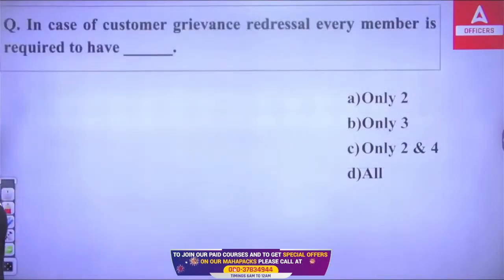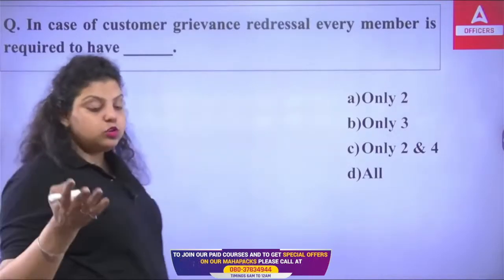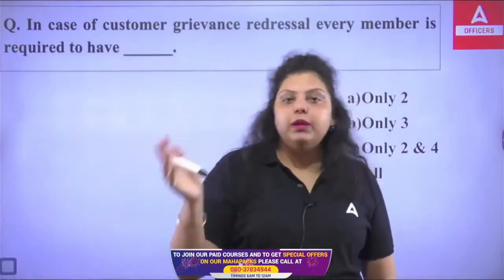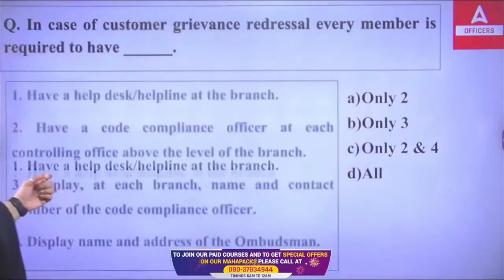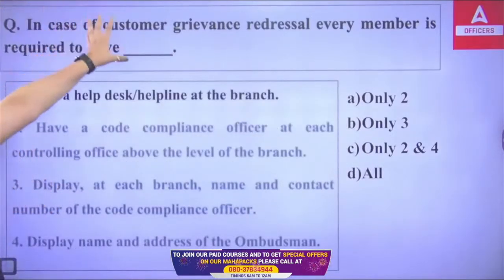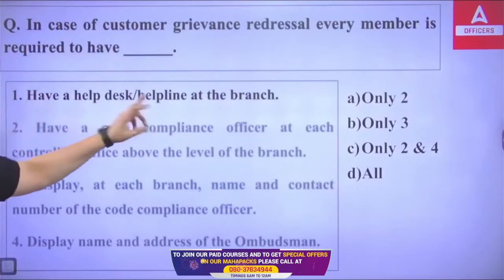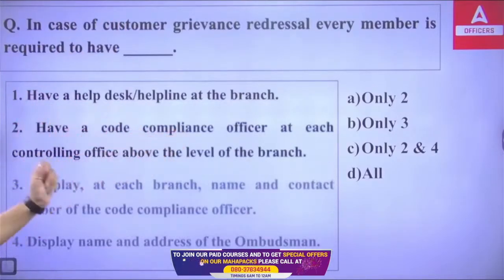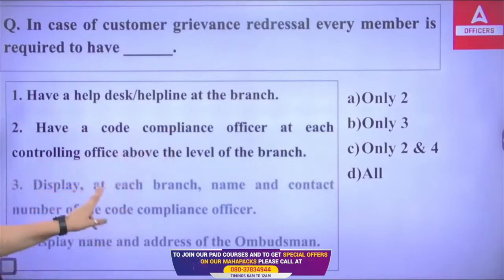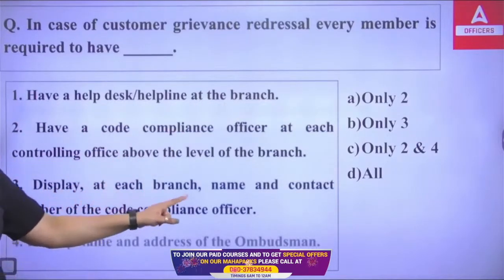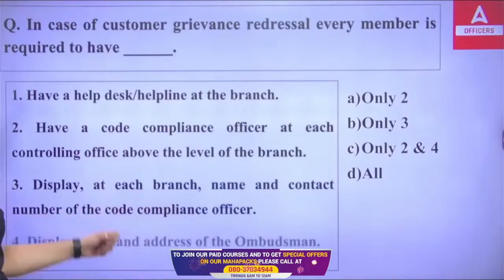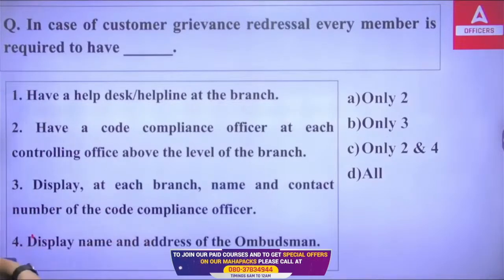Next question we are talking about. In case of customer grievance redressal, every member is required to have dash. So a customer grievance redressal portal should be there in each and every service you are providing, not only in banking services, also in other services. So first, in case of customer grievance redressal policy, every member is required to have what? To have a help desk helpline at the branch, to have a code compliance officer at each controlling office above the level of the branch, to have display at each branch of the name and contact number of the code compliance officer, and to have display of the name and address of the ombudsman. So which of the following is correct?